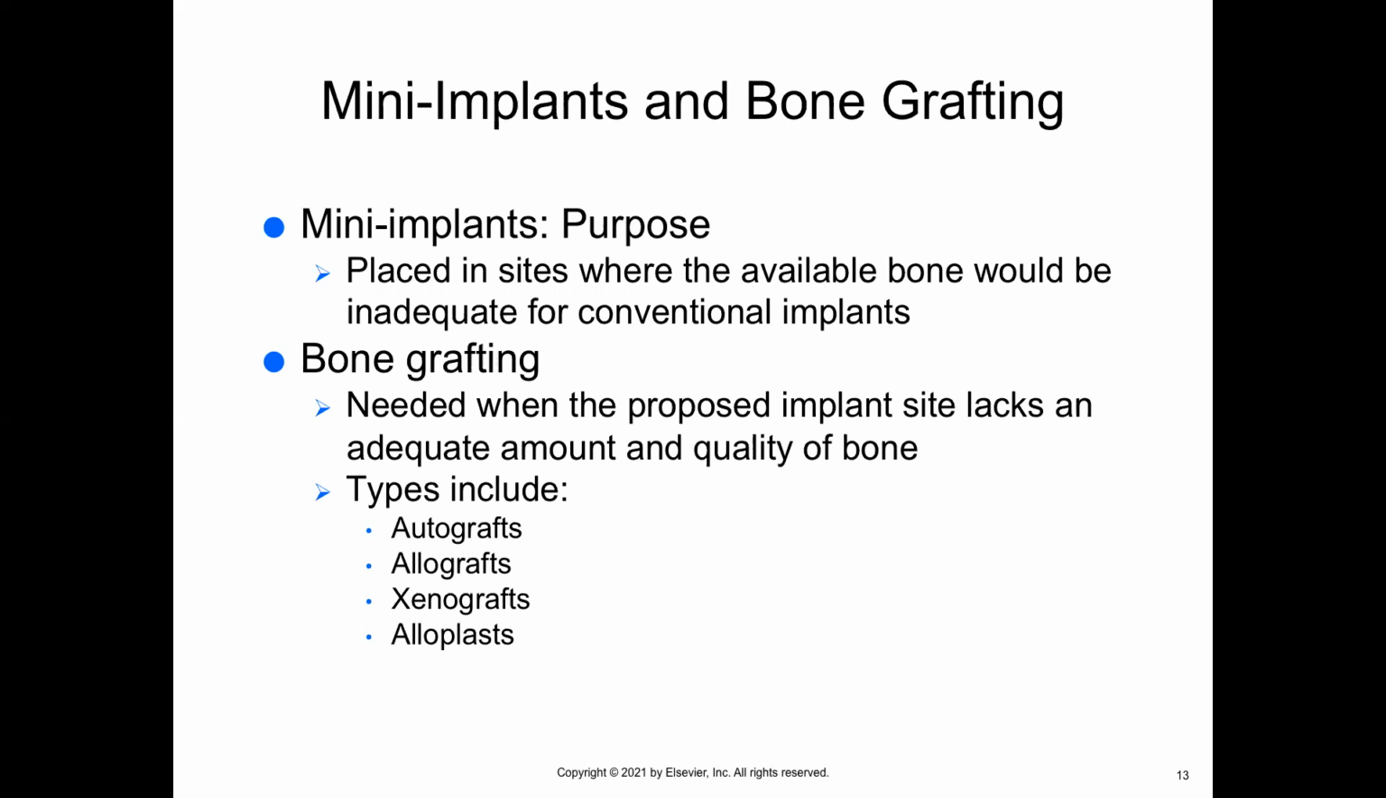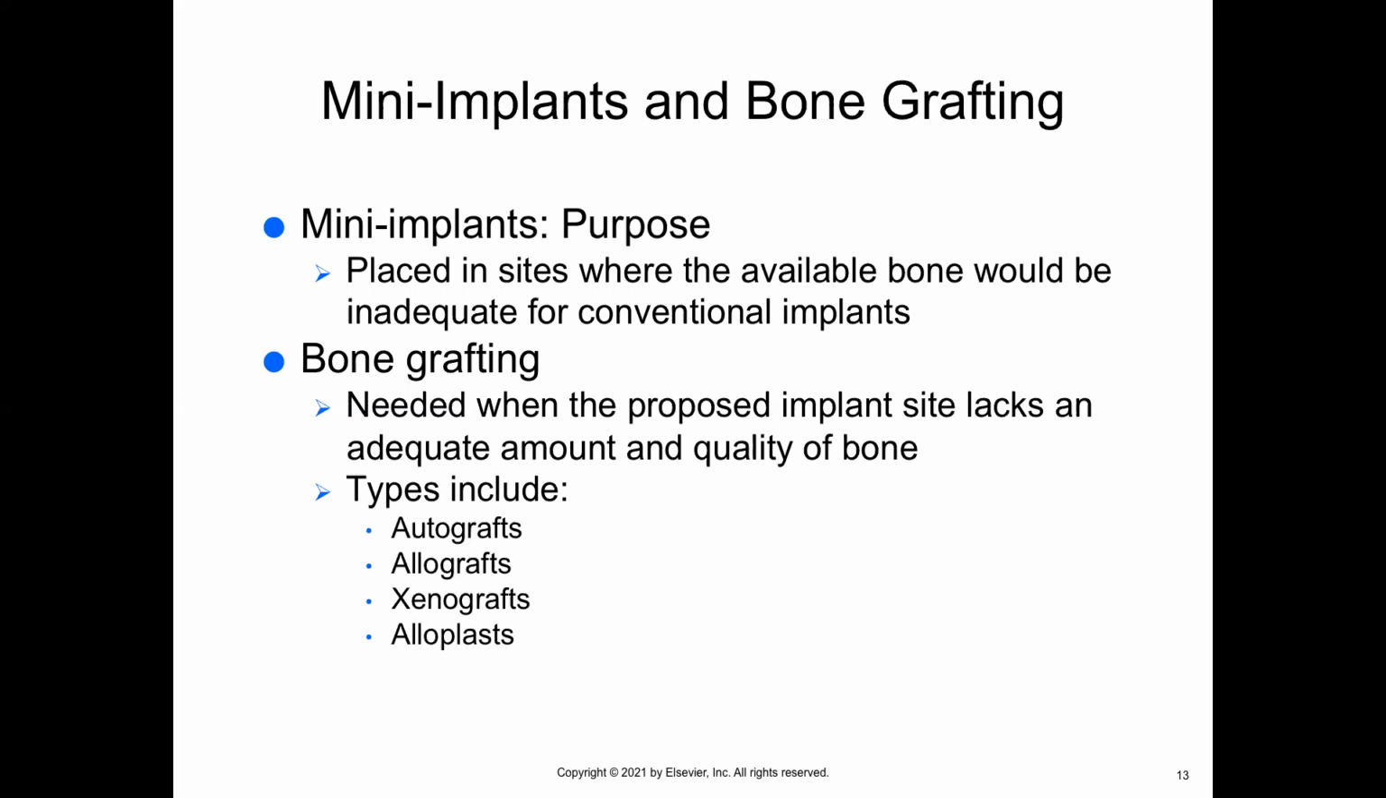Bone grafting. So to have a successful implant, adequate bone must be present in order to withstand the forces placed on it. Bone grafting is done to increase the width and the height of the bone at the implant site. One type of grafting is done before implant placement, and the other type is done at implant placement.